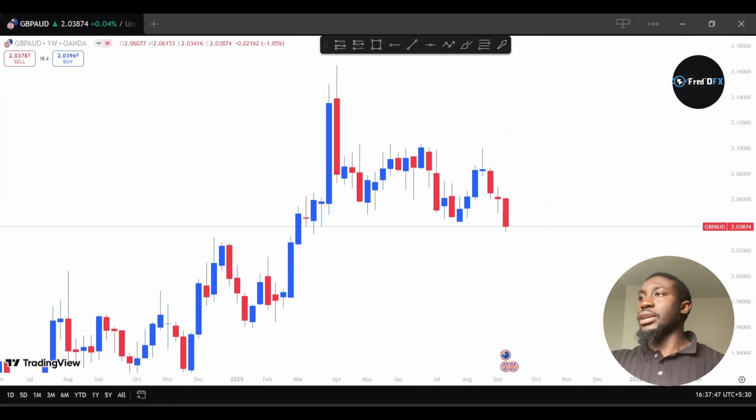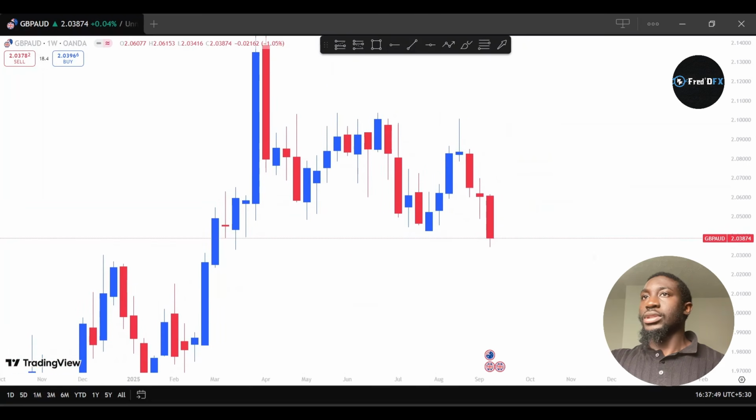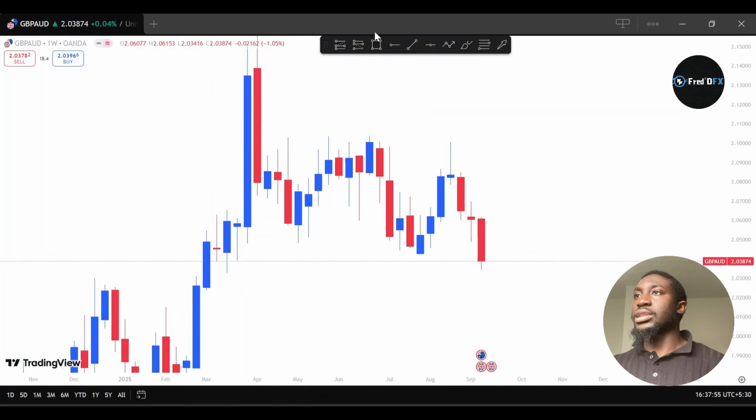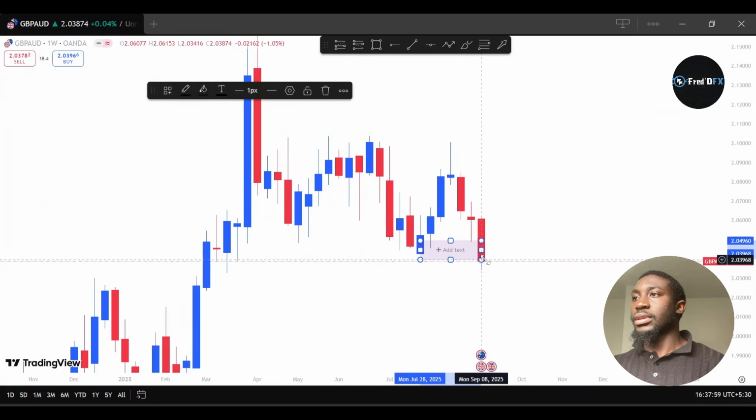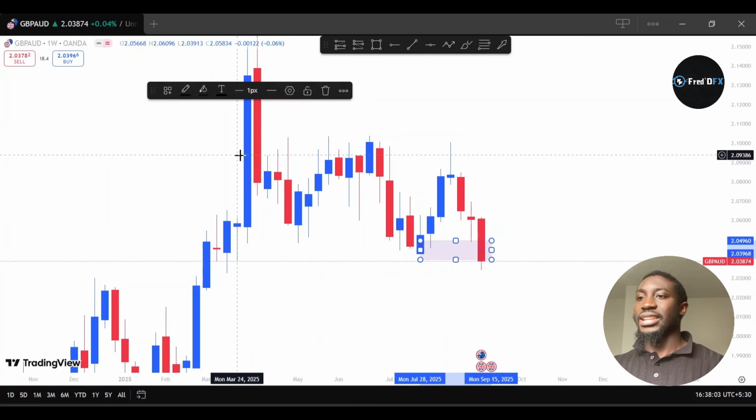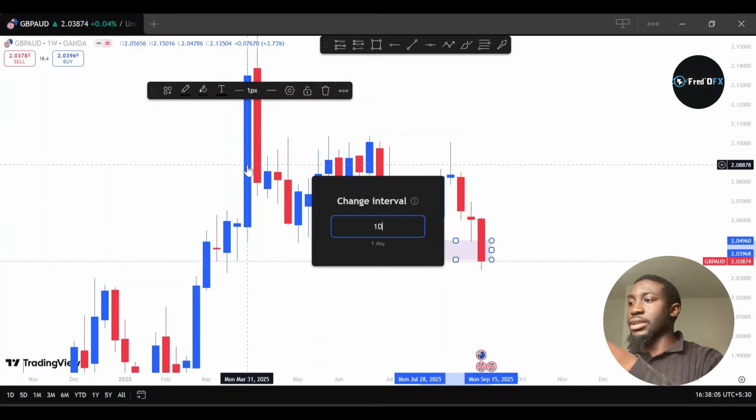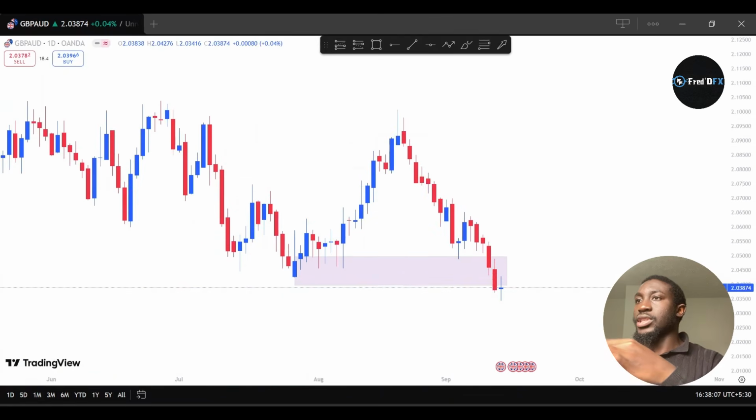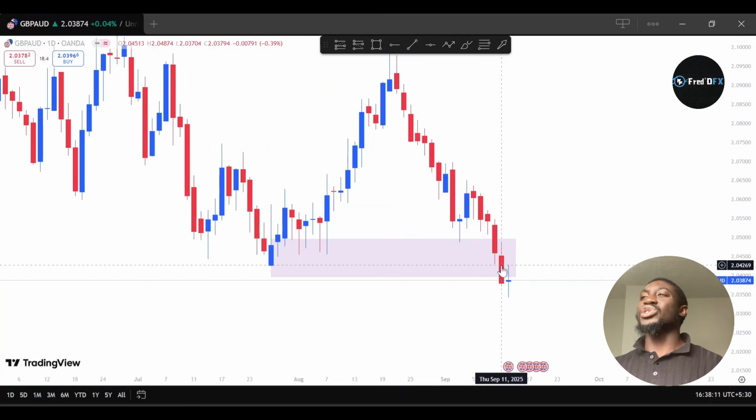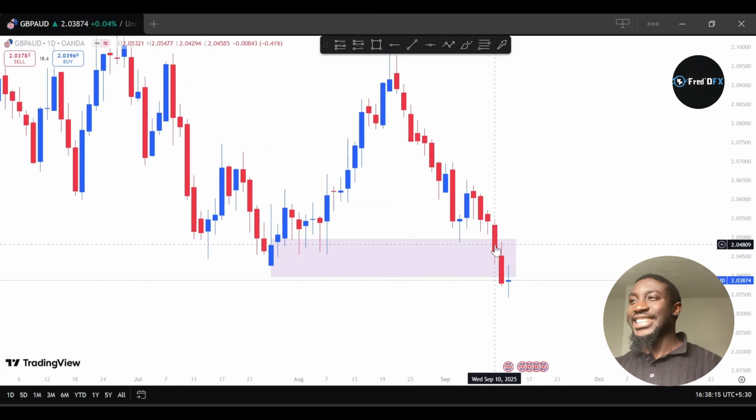Now you see this area. This is the 1 week of GBP AUD. Let's say this low is your POI. There's a way you will see price action here. Let me go to 1 day first. See it. This is just a clear example of what I'm talking about. There's a way you see price action like this.